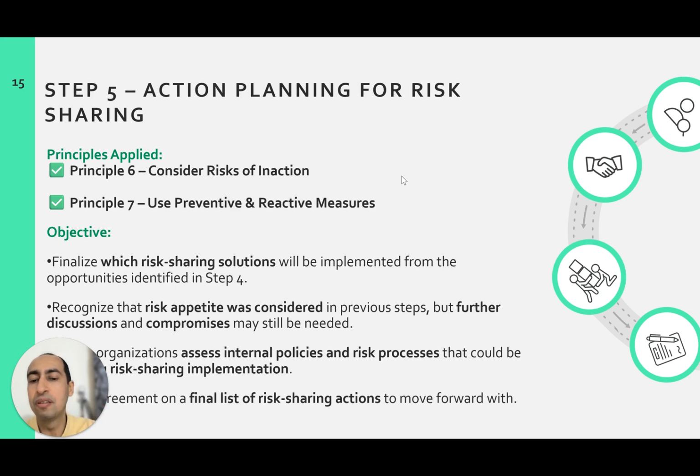In this step, it's very important to recognize that some internal policies or risk processes of some of the organizations might hinder the risk sharing process. Organizations must come with an open mind, understanding that some of those policies might be challenged, but it doesn't mean that they have to overrule their own policies. But it's a good chance to trigger such discussions, because at the moment, I'm sure many organizations don't have risk sharing within their policies, within their DNA. So you would expect that some of their policies hinder this process. Some of these policies might actually reject some of the risk sharing opportunities, even if they fall within their risk appetite. So what we'll come up with here is a documented and agreed upon risk sharing action plan.